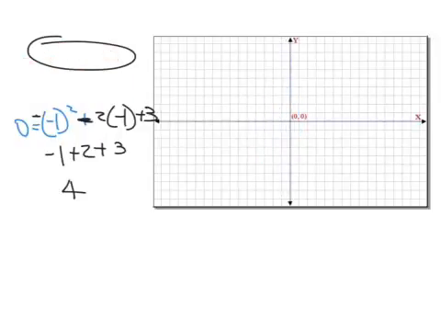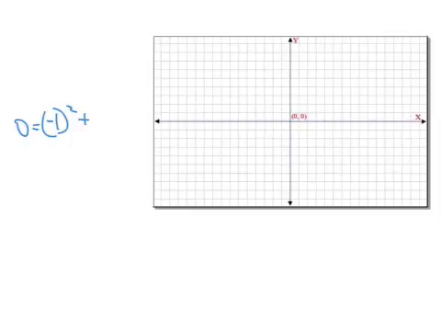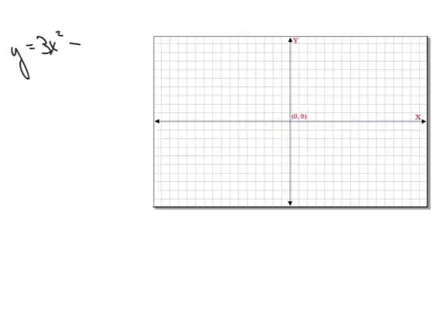So let's go ahead and look at the next example. And this will be example 3. And we've got y equals 3x squared minus 6x plus 1. Alright, that's where it crosses the y-axis, so we can just go ahead and put it there. Okay.